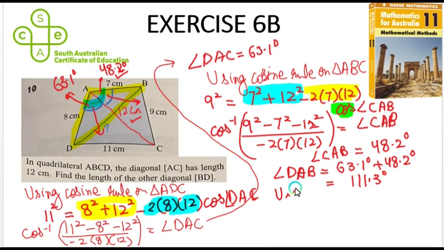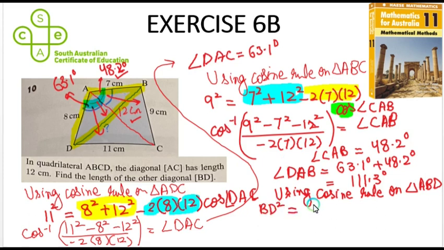So using cosine rule on triangle ABD, to find BD. Okay, the side opposite to the angle given is BD, obviously. So BD square equal to, the other two sides are 8 and 7. So it's 8 square plus 7 square minus 2 times 8 into 7 into cos of the angle. Angle is 111.3 degrees. Now taking square root of both sides to get rid of this square on BD.